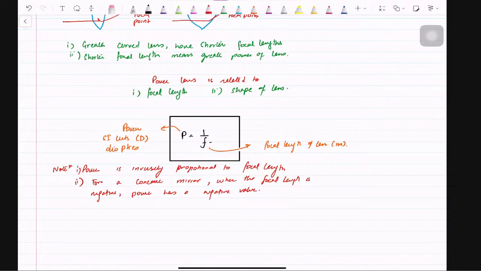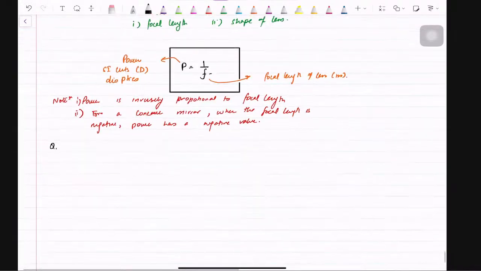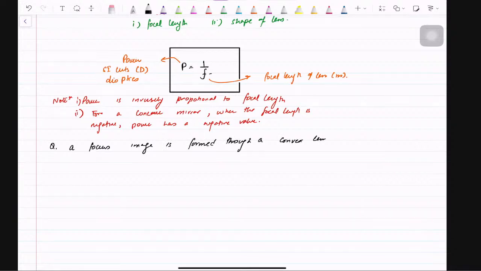So the questions can be very simple for this formula. A question could be that a focused image is formed through a convex lens at 60 centimeters away onto a screen. Calculate the power of the lens. Okay, can you do that?